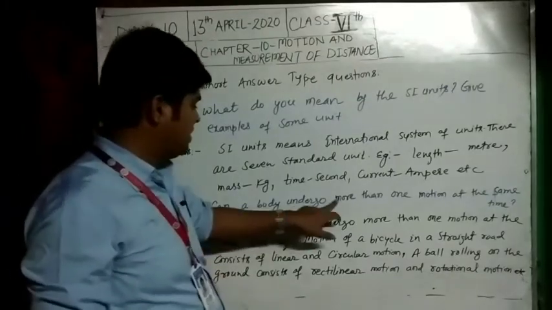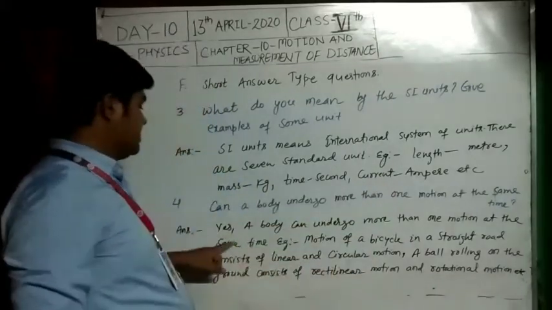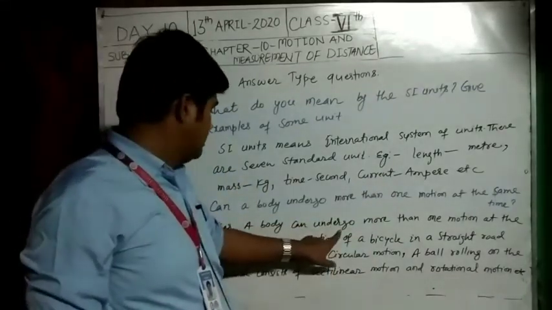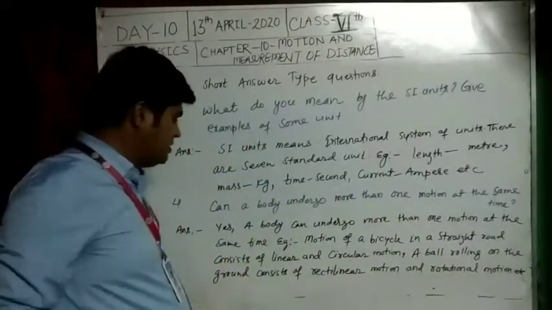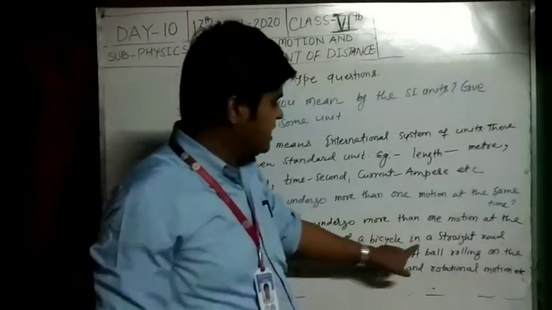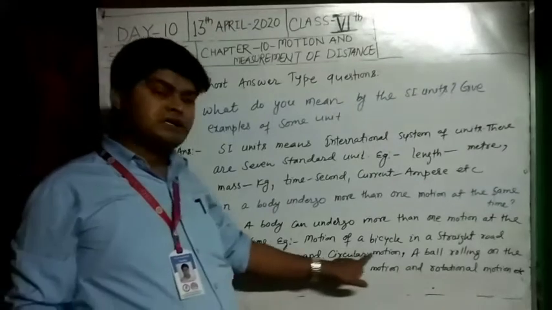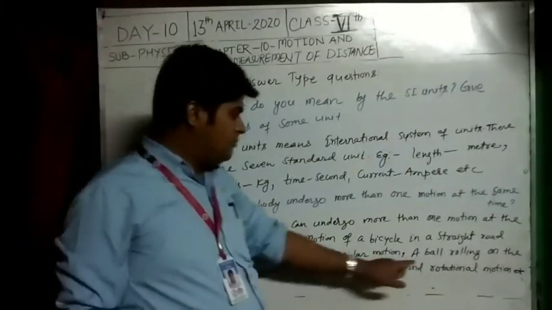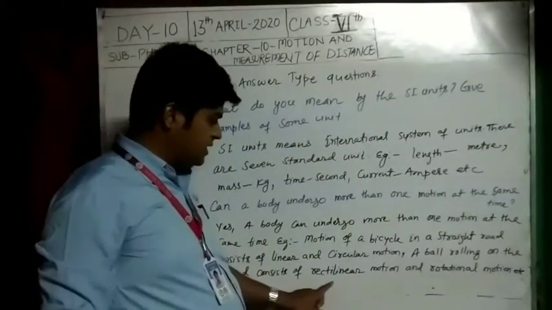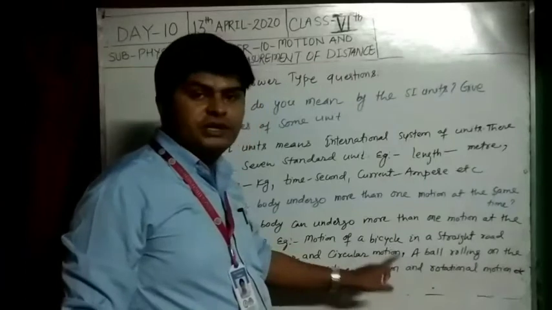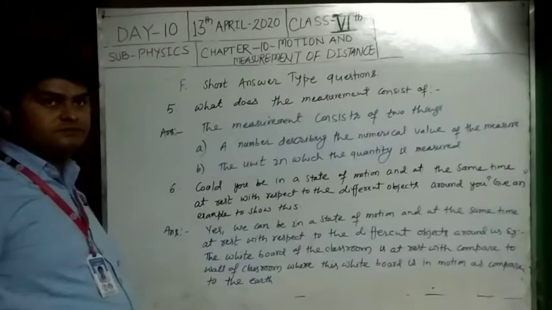Can a body undergo more than one motion at the same time? Yes, a body can undergo more than one motion at the same time. For example, the motion of a bicycle on a straight road consists of linear motion as well as circular motion. A ball rolling on the ground consists of rectilinear motion and rotational motion, etc. Now let us see question number 5.